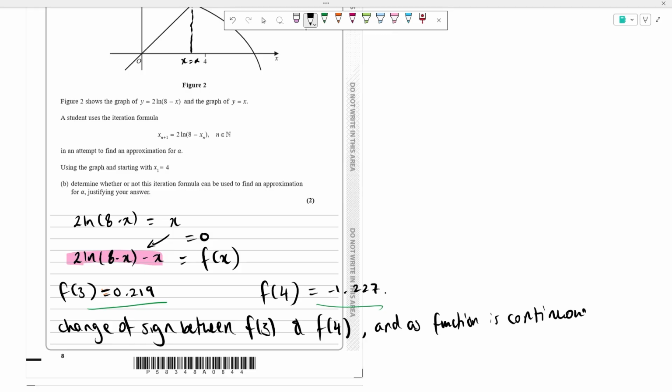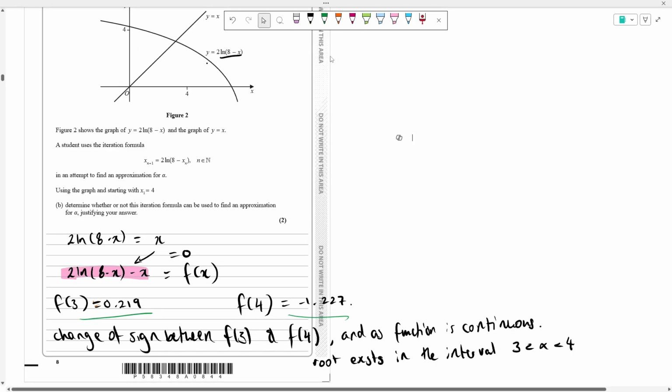Continuous essentially means that there are no gaps. Non-continuous graphs include your tan graphs, where because you have asymptotes in between, you get your reciprocal graphs, that kind of stuff. Those are your non-continuous graphs. This graph is continuous, and as your function is continuous, we're going to say a root exists in the interval 3 is less than alpha, which is less than 4.